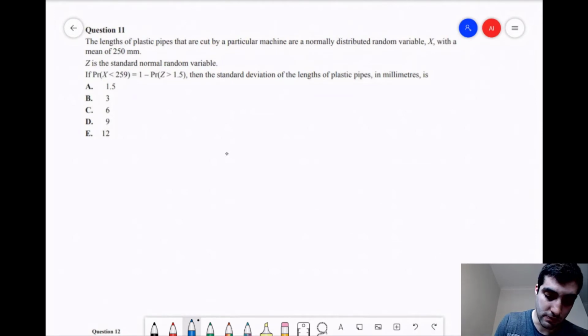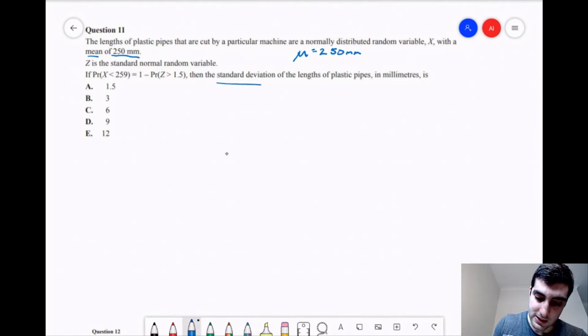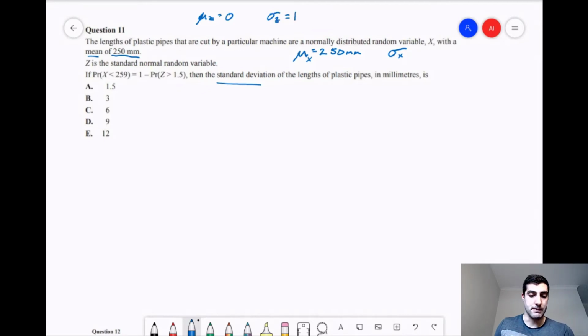Great, so going to underline, we know this random variable X has a mean of 250 millimeters, and what we're actually looking for is the standard deviation of X, right? So think of that as the mean of X and the standard deviation of X. We know we've got Z being the standard normal random variable, so the mean of Z, hopefully you're familiar with the standard normal, has a mean of 0 and a standard deviation of 1.